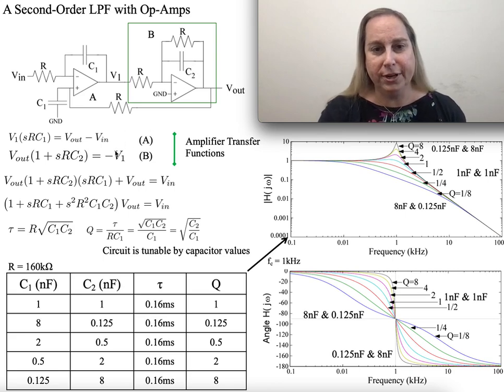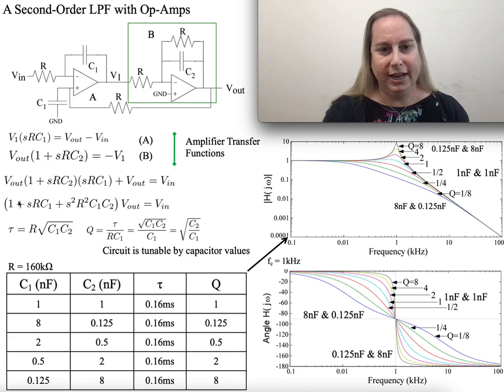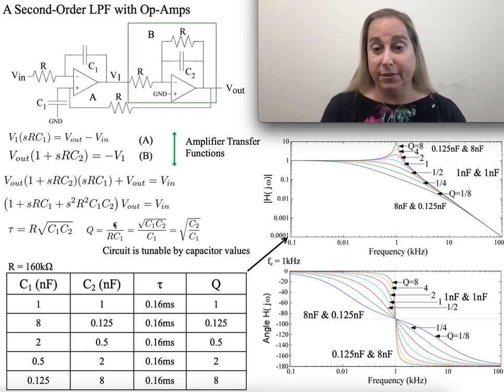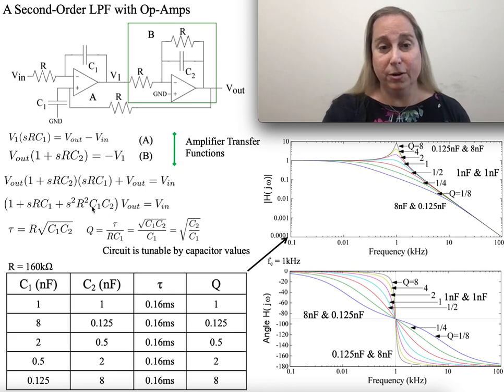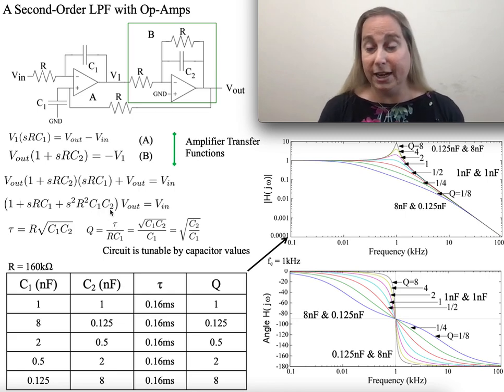Taking these two equations, I can then substitute the V1 into here. That inverts it, the Vout comes on this side, the Vin stays there, and I get this structure, which then gives me a very straightforward transfer function. Second order, it turns out that R squared C1 C2 gives me my time constant. Cool, right? I've already got that one.